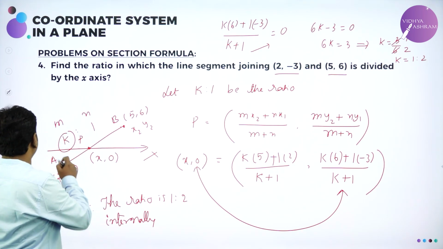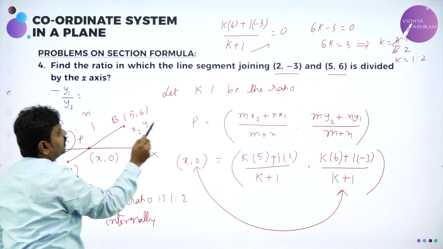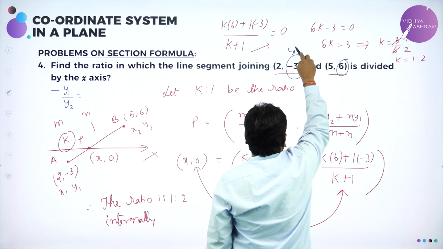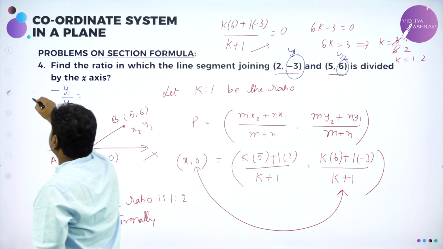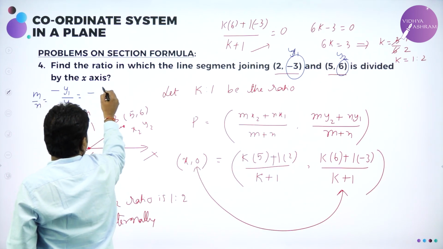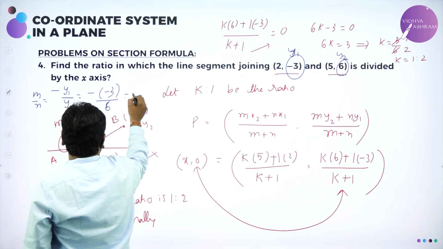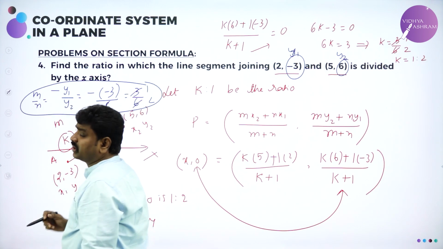If the ratio is in the x-axis, the answer is minus y1 by y2. What is the y coordinate of the point? Minus 3. What is y2? This is y1 and this is y2. Minus y1 by y2 is the ratio m is to n. So minus y1, minus 3, divided by y2, 6. So 3 by 6. What is 3 by 6? 1 by 2. In one step you will get it if you use this.